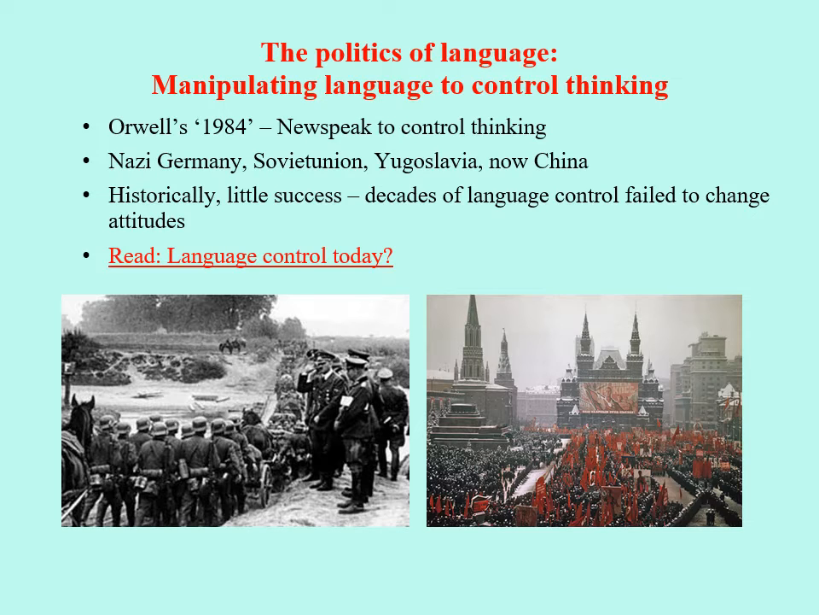Now, this idea has actually been implemented in dictatorial cultures in the past. Nazi Germany, the Communist Soviet Union or Yugoslavia, and now, of course, in China, the Chinese Communist Party, do exactly what Orwell described. They inhibit certain forms of language and they insist on people in their public communication using language only in a particular way that the dictators approve of.